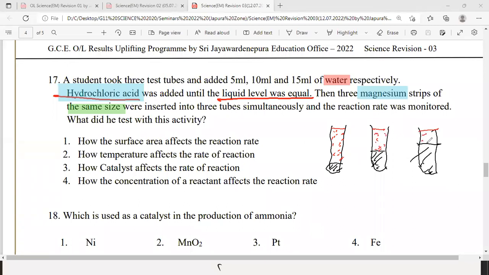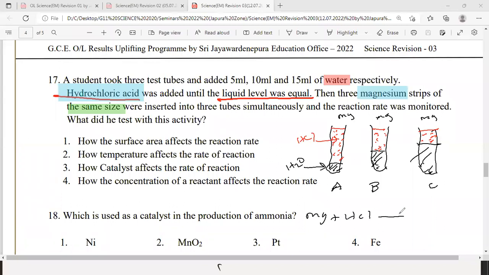And here HCl, and this is water. Red one is HCl, black one is water. So what is added to all of these? Magnesium. A magnesium strip of the same size is added. From which one do you get air bubbles fastest? Tell me. Okay, forget about the answers given in the question. Now my question is, from which tube? I put tubes A, B, C. From which tube do the air bubbles evolve faster when magnesium reacts with HCl?